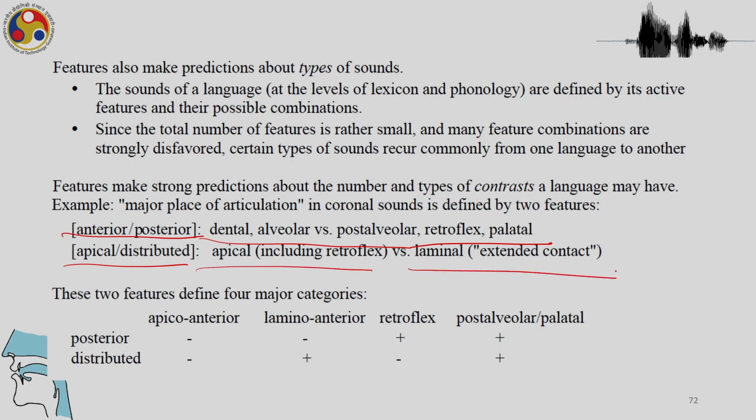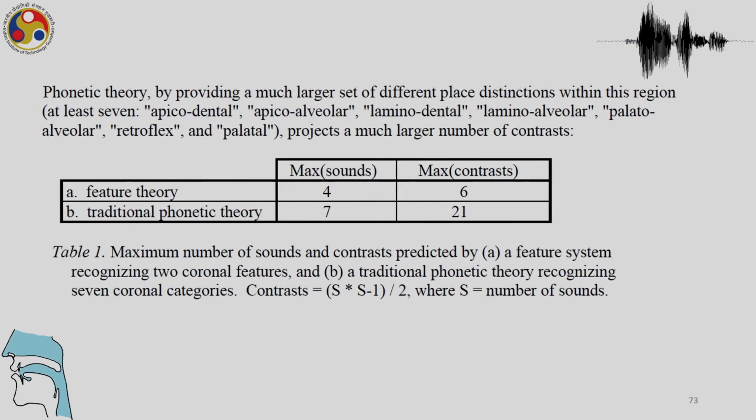So, we have seen these differences, and we have also seen the difference between apical and the laminal anterior, retroflex, post-alveolar, etc. So, phonetic theory, by providing a much larger set of different place distinctions within this region, projects a much larger number of contrasts. However, phonology predicts the right number of contrasts which are available in the world's languages.